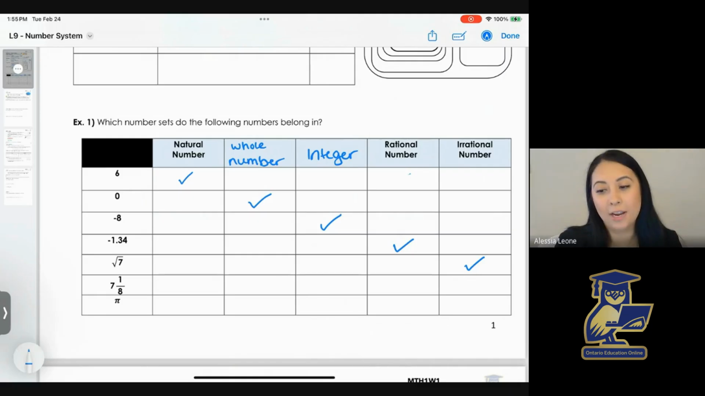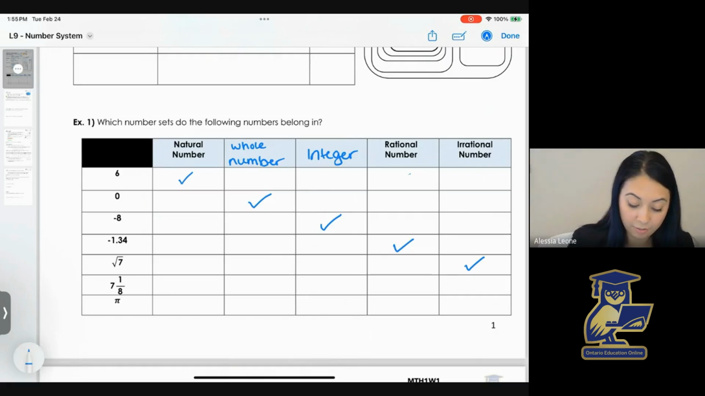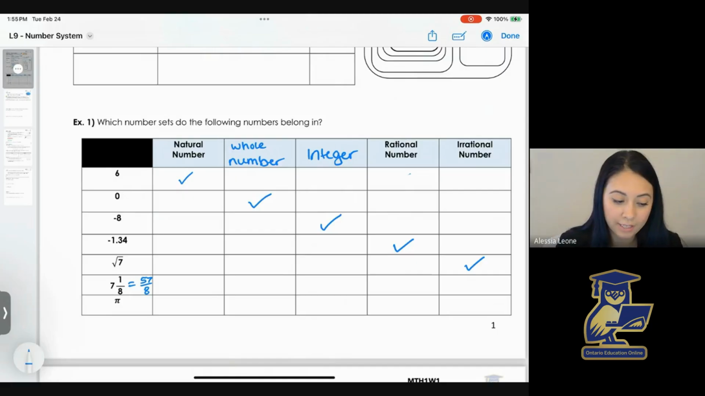We have a mixed fraction here, 7 and 1/8. We can convert this to an improper fraction. When we convert that to an improper fraction, it is a fraction. So we know fractions and decimals are rational numbers. And at the end there, we have pi. Pi does not terminate. It does not repeat. We know that means irrational number.